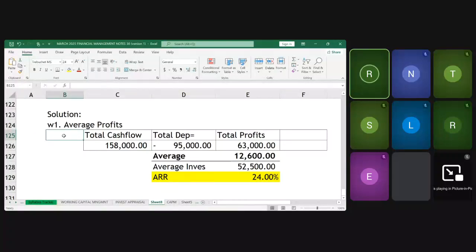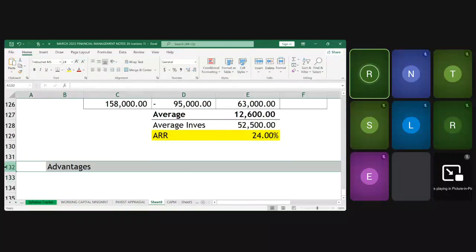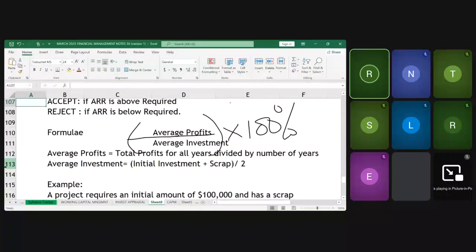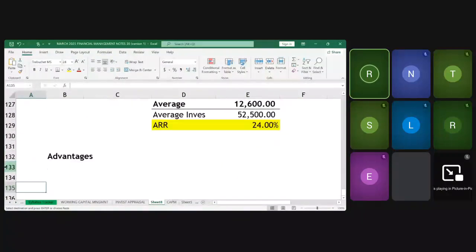All right, that's it. So this is ARR. So quickly, let us look at advantages and disadvantages. Then we move to the net present value. Advantages of ARR. Let's look at them very quickly. This is quite easy, straightforward. The basic methods, yes, of course, we do them, but they are quite easy, straightforward. All right. Advantages of us considering ARR.